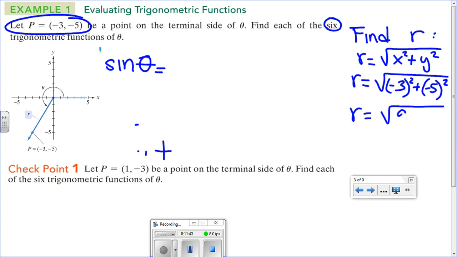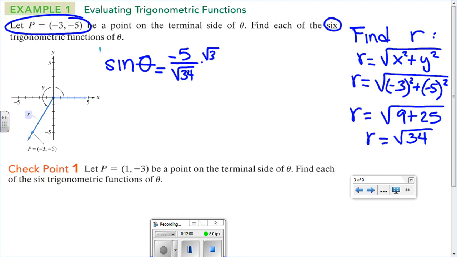Okay, so this will be 9 plus 25. So it's 30. No, 34. You almost got it. Okay, so the square root of 34 cannot be simplified any further, so we'll just leave it like that. And so sine is going to be negative 5 over the square root of 34. Then I have to rationalize, right? So we multiply by the square root of 34, we get negative 5 square root of 34 over 34.